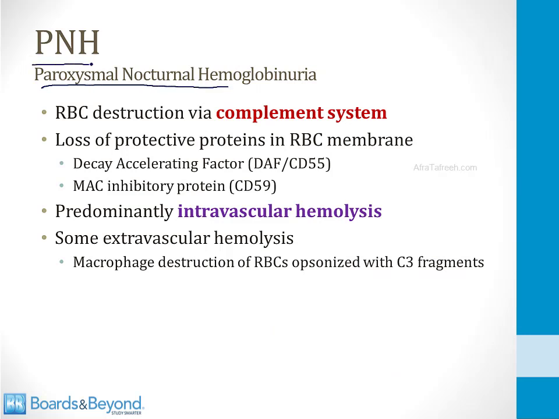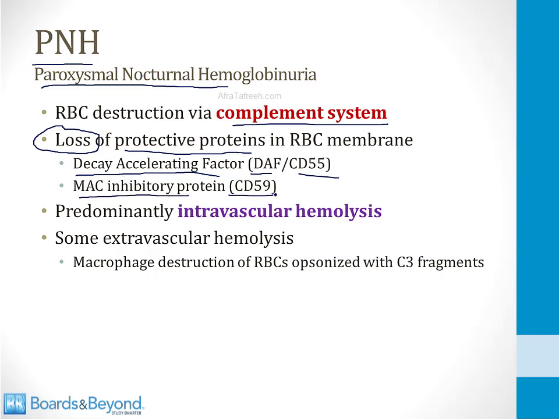This is a disorder where hemolysis occurs because red blood cells are destroyed by the complement system. Normally, the complement system does not lyse red cells. It only lyses bacterial cells and other pathogens. The reason red cells normally don't get lysed is because they have protective proteins on the red blood cell membrane. And in PNH, there is loss of those protective proteins, and this leads to complement destruction of red cells. So those protective proteins go by names like decay accelerating factor, or DAF. This is also sometimes called CD55. Another important one is the MAC inhibitory protein, which is also called CD59.